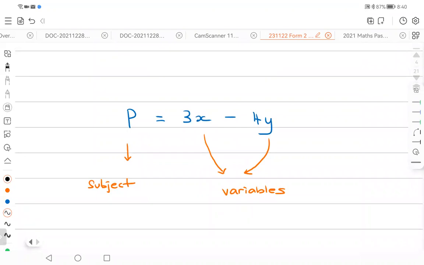So if you have the two terms together, these two terms together, we can say 3x minus 4y is known as algebraic expression. Yeah, algebraic expression.